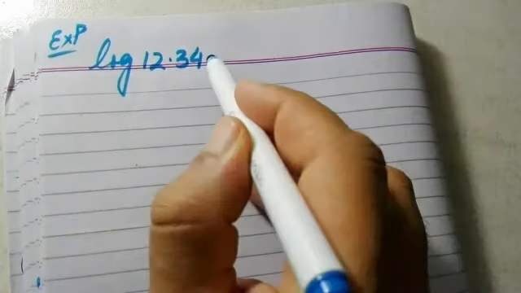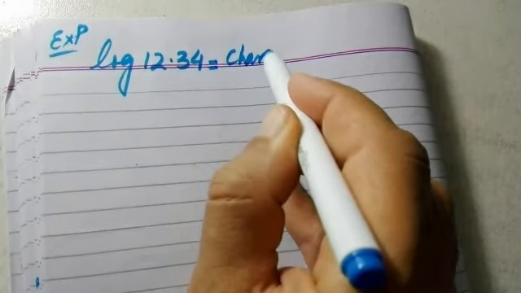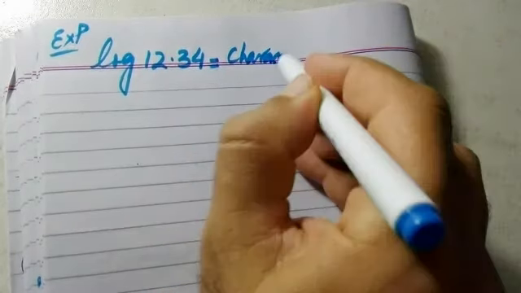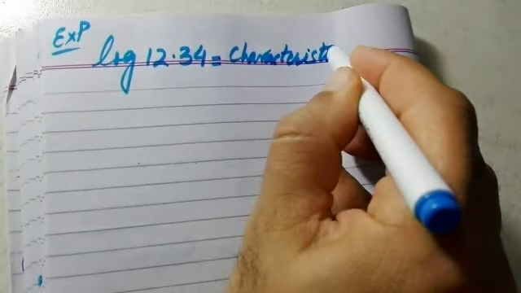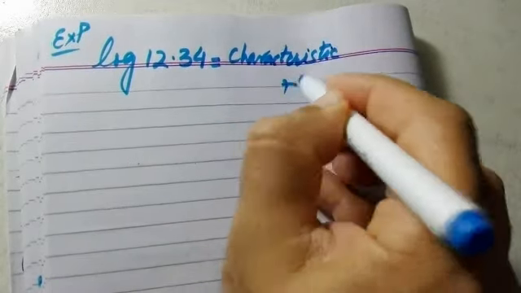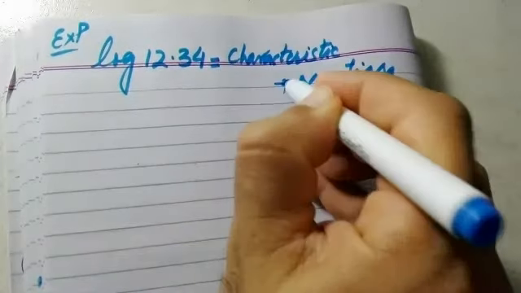Okay, students, now I'm going to tell you how to find the logarithm of a number by using logarithm tables. In the previous video, I explained how to find a characteristic and how to find the mantissa. Now both of these values are required. First I will find the characteristic, and the mantissa. If I add both of these values, I will get the logarithm of a number.